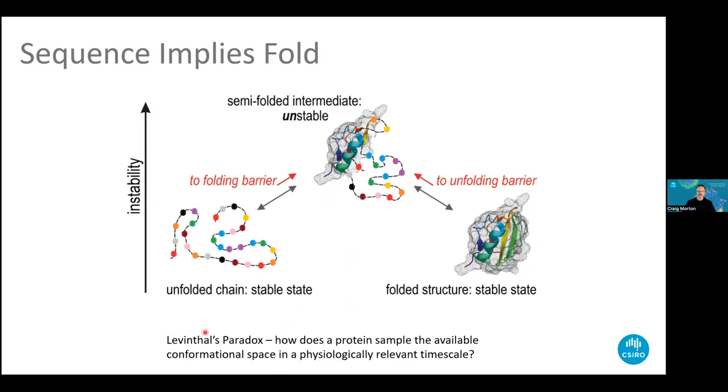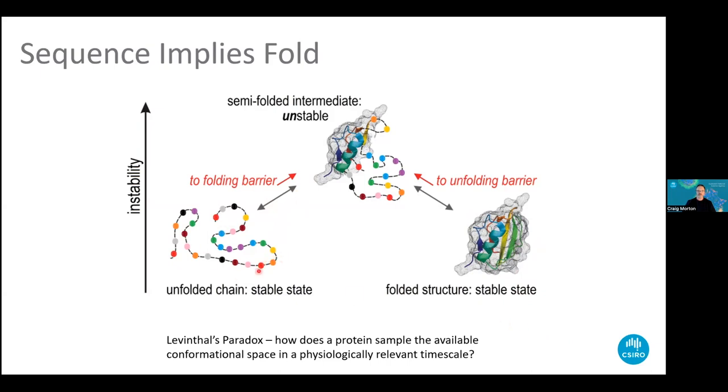And back in the 70s, Cyrus Levinthal came up with the protein folding paradox, now known as Levinthal's paradox. How does a protein sample the available conformational space in a physiologically relevant timescale? So if you think about a protein chain, the number of degrees of freedom at each point, the ways it can fold up, are enormous. And if each protein had to sample every possible shape before it ended up in the correct folded shape, proteins would never exist. They'd never be able to fold up into their useful final stable state.